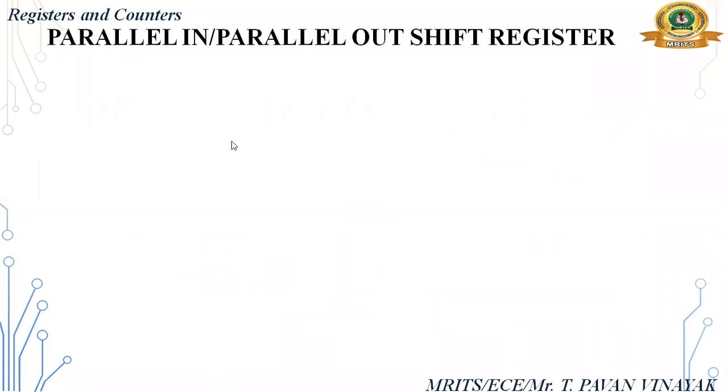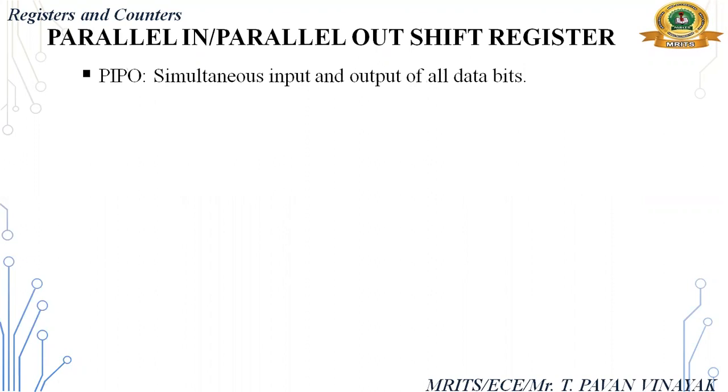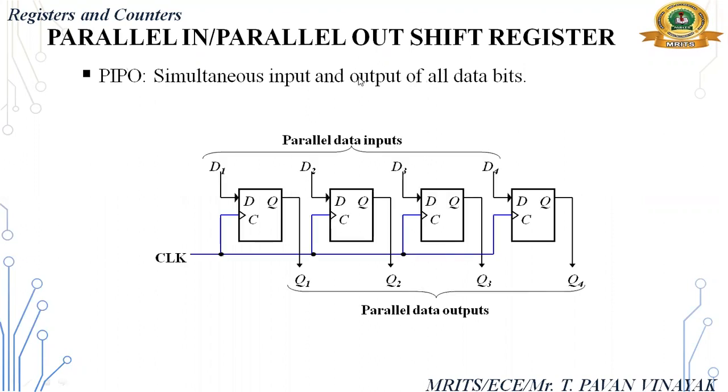Next one is parallel in, parallel out. Parallel in, parallel out means to each flip flop, 1 2 3 4, we give input parallelly. At a time we get input, and at a time we get output. Have you observed here? There is no shifting of data. Here the output is not given to D; directly we get D here. There is no shifting of data.